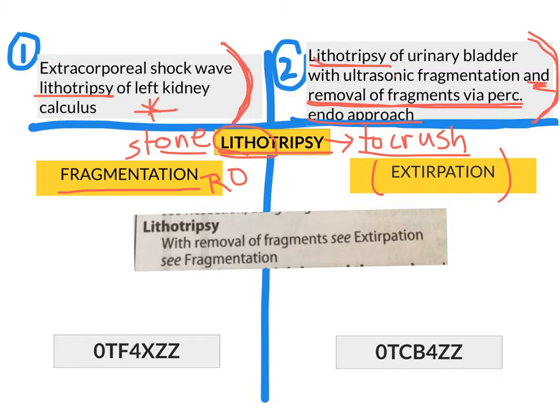And that's what the calculus or stone is. It's an abnormal byproduct of the body's biological function. So that's why we're coding removing the fragments to extirpation. Now, the alphabetic index gives you a little guidance here, which is nice, but I want you to have a handle on why you're given this choice in the alphabetic index.